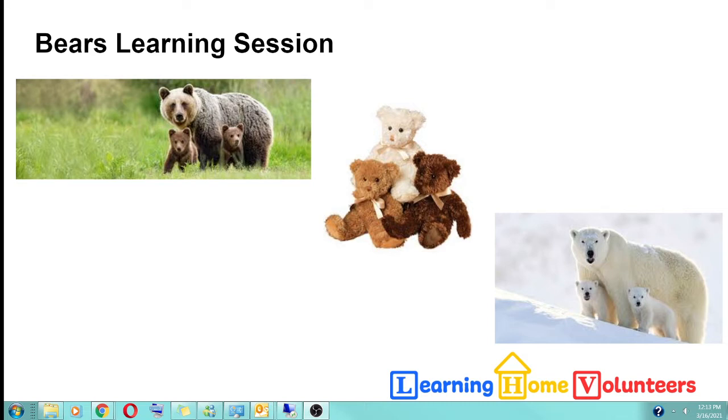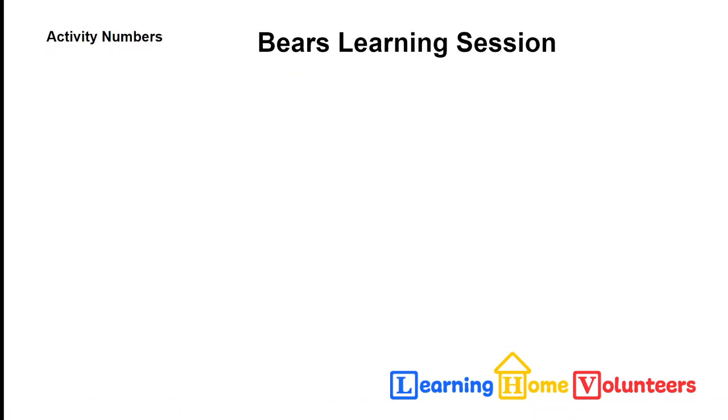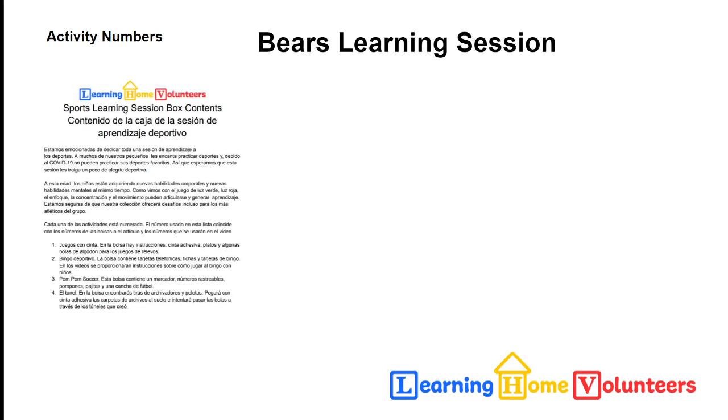Before we get started, let's go through how to find the materials for our session. I want to review the activity numbering system and how you can use it to find the materials and know which materials are used for the activities described in the videos. In each of the boxes, on the back of the lid is a list of all the activities for the learning session. Each of the activities for the learning session are numbered, and these numbers are important and can help you find the associated materials and relate them to the videos.